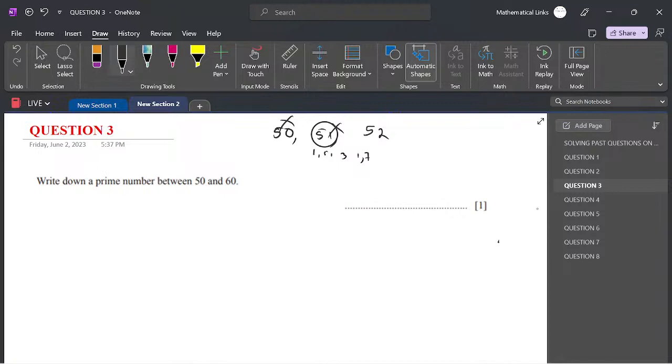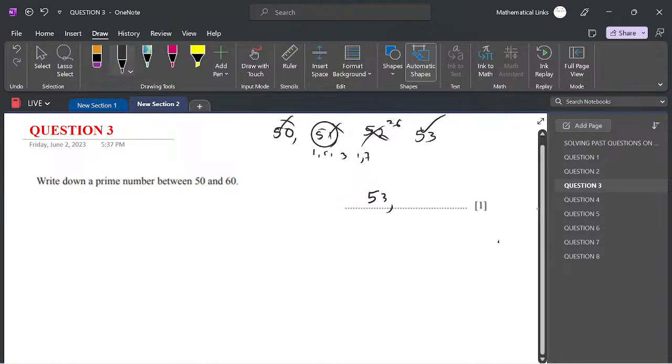So if 2 goes in 52, 2 goes in 5, 2 times remainder 1, 2 goes in 12, 6. We still have 2 and 26. Okay, so 52 is not a prime number. Let's look into 53 here. So 53 is a prime number. Why? Because apart from 1 and 53 itself, there is no other number that can divide 53. So it has only 2 factors. So I can pick 53 here.